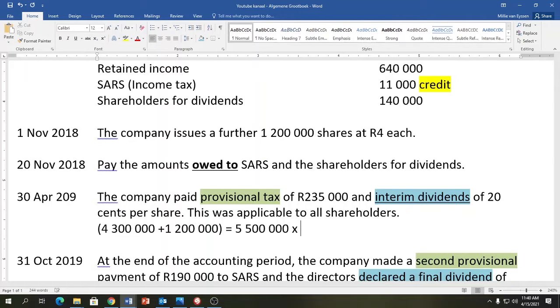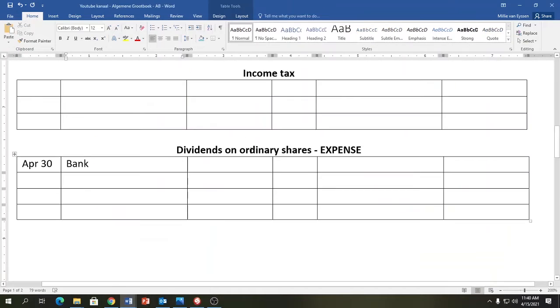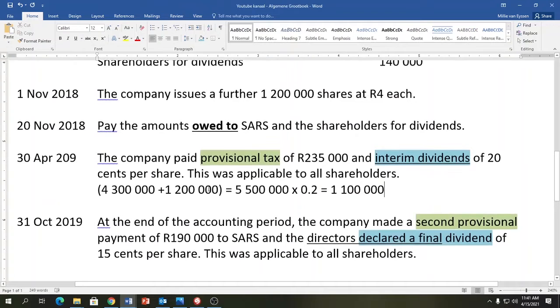I'm going to multiply that with 20 cents. That gives me 1,100,000 Rand. And that is the amount that I'm going to enter in my expense account. Okay, so that's my interim dividend. Interim dividend will always be paid halfway during the year. It is always paid, therefore we will always enter back. Okay. Then we move on.